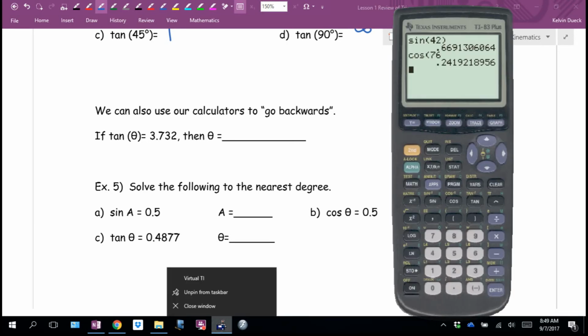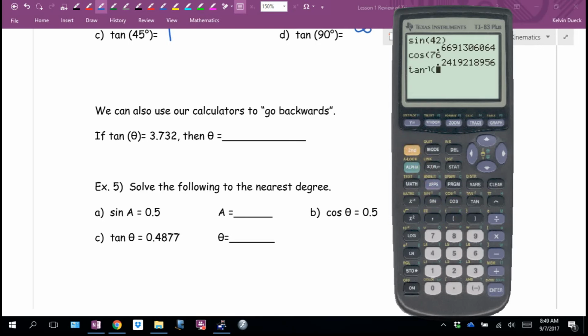It's not really negative. They use a -1 symbol, which stands for inverse. Most of you, it'll be the button near the top left of your calculator. It'll be an inverse button or a second function button or a shift button, and you go shift, tan. Mine opens up a bracket automatically. Yours may or may not. 3.732, close bracket. And if I hit enter, that gives me 74.9998.